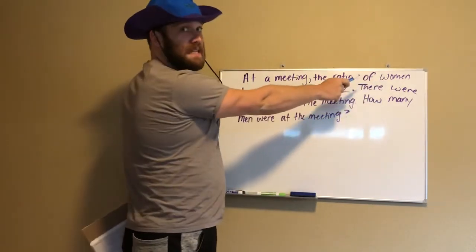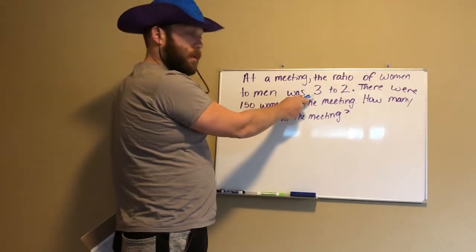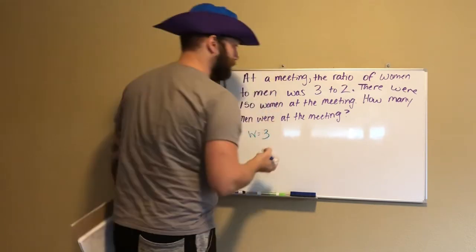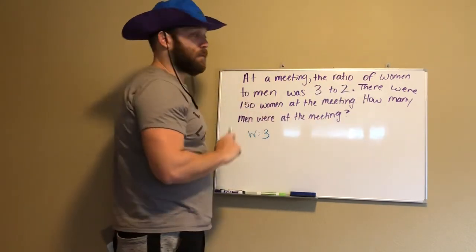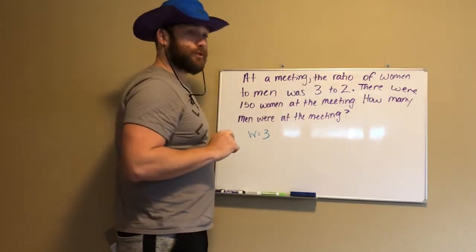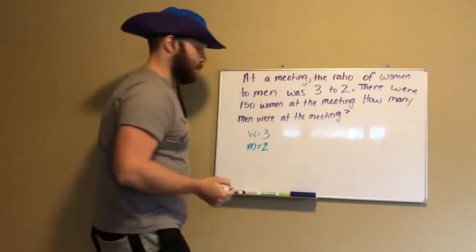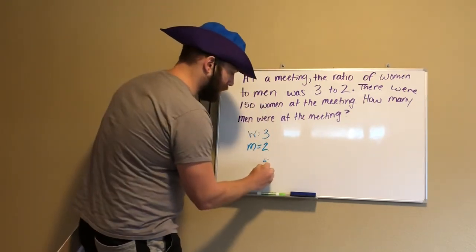Women is the first thing that's listed there. What's our first number that's listed? 3. So we know that women equals 3. And now, men is the second thing listed, and what's the second number listed? 2. So men equals 2. What's 3 plus 2? 5. There's 5 people there in all.